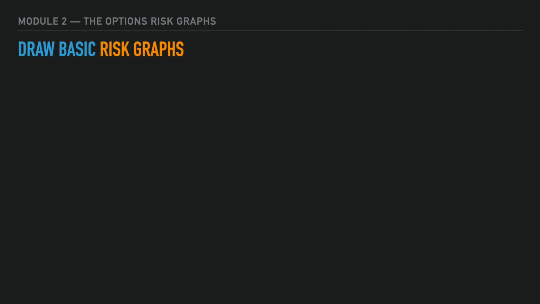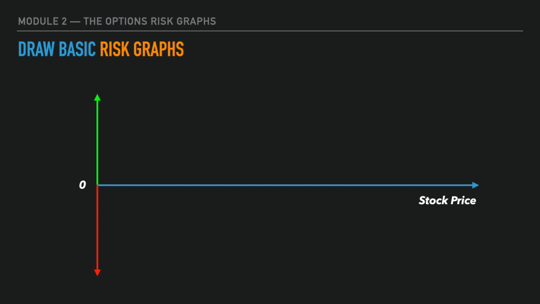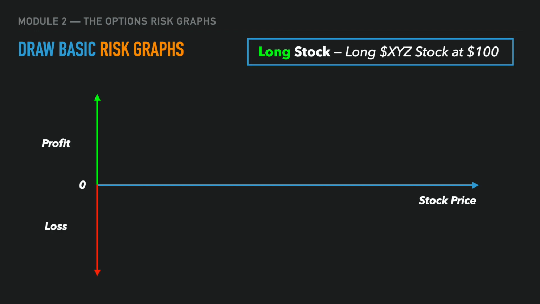Alright, with this, let's draw some risk graphs. Before we jump into the options risk graphs, let's start with something really basic: directly long and short underlying stocks. First, we have the x-axis, which represents the underlying stock price. Then we have the y-axis, which represents the profit and loss of this trade. So for directly buying a stock, the risk graph line is simply a straight line because your potential payoff is linearly dependent on the stock price movement.